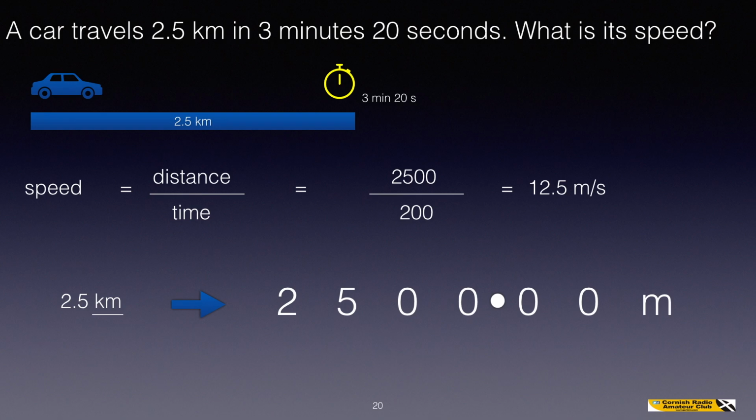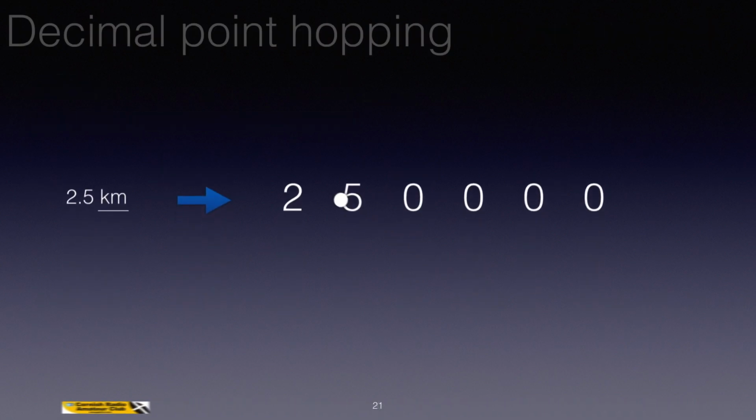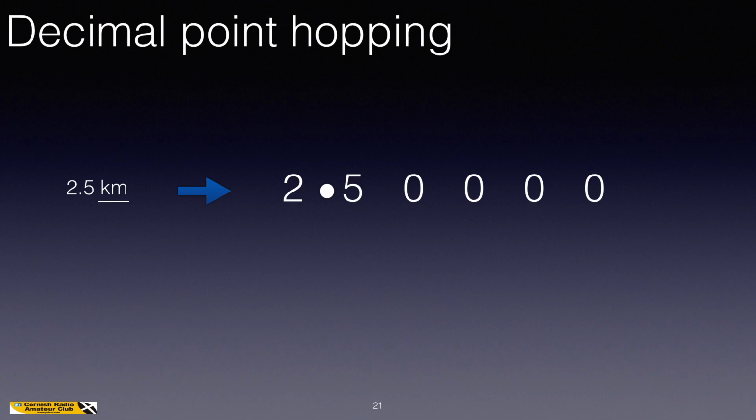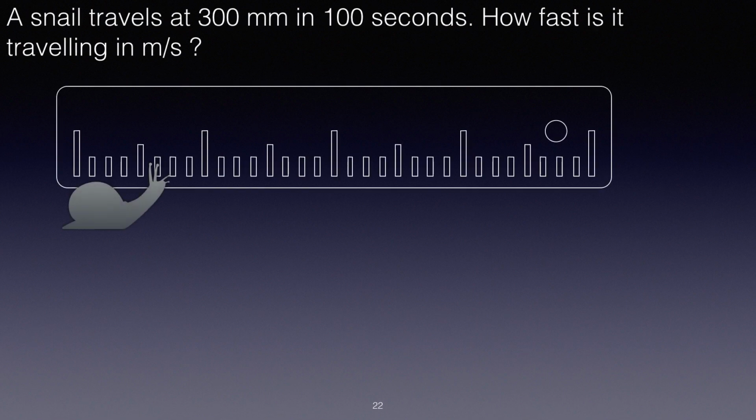Let's look at that decimal point hopping for the same example again. 2.5 kilometers is 2.5, 0, 0, 0, 0. We go 1, 2, 3, and then change units from km to m equals 2,500 meters. Let's have a look at another one. Here we have a snail that travels 300 millimeters in 100 seconds. How fast is it traveling in meters per second?